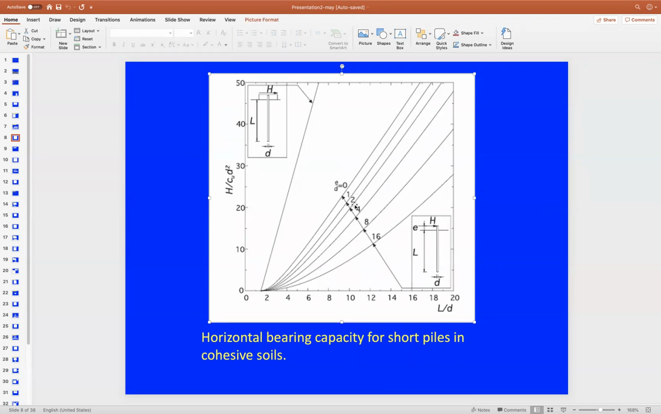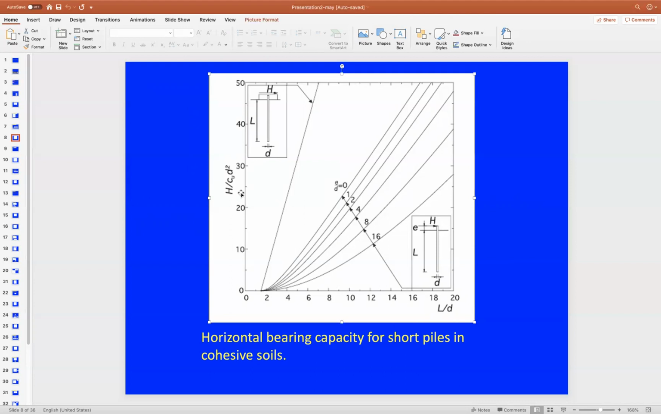So these curves are for the eccentricity divided by the diameter, and the x-axis values are for the length divided by diameter. So by finding these two values, the value of L over D and the value of E over D, you can work out the value of H over CuD squared on the y-axis. And by doing so, you will find the value of H ultimate.